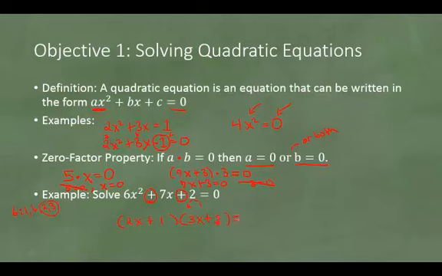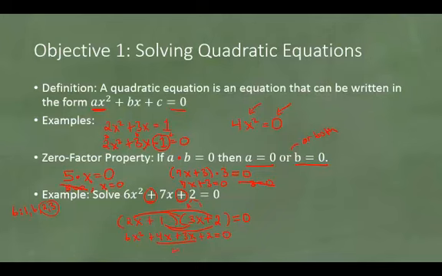And it should equal 0. But let's check it just to make sure. 2x times 3x is 6x squared. 2x times 2 is 4x. 1 times 3 is 3x. 1 times 2 is 2. Equal to 0. Sure enough, this is equal to 7x, so we did the right factorization.